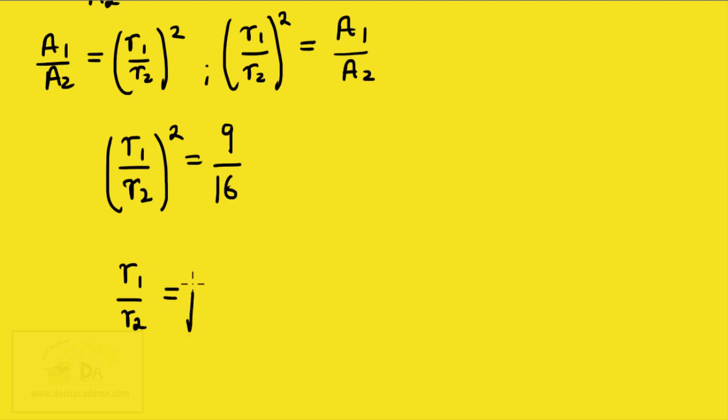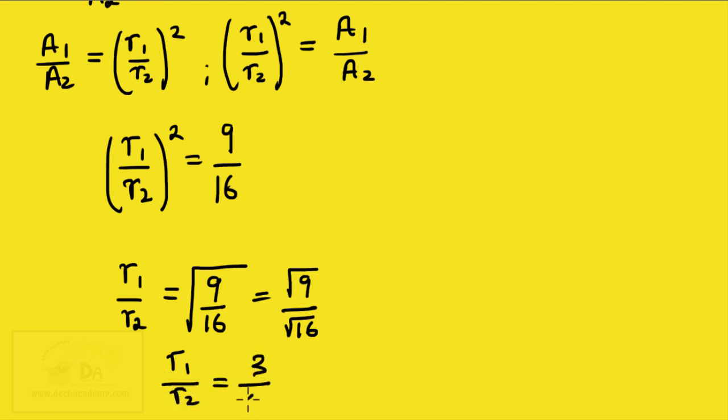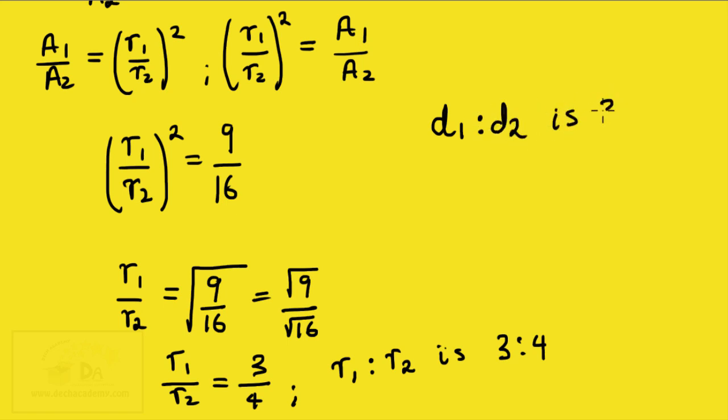Taking the square root of the right hand side gives the square root of 9 over 16, which is equal to the square root of 9 divided by the square root of 16. So the radius of circle 1 divided by the radius of circle 2 is equal to the square root of 9, which is 3, divided by the square root of 16, which is 4. So the ratio of the radius of circle 1 to the radius of circle 2 is 3 to 4. And because the diameter is also a linear measurement, the ratio of the diameter of the first circle to the diameter of the second circle is also going to be 3 to 4.